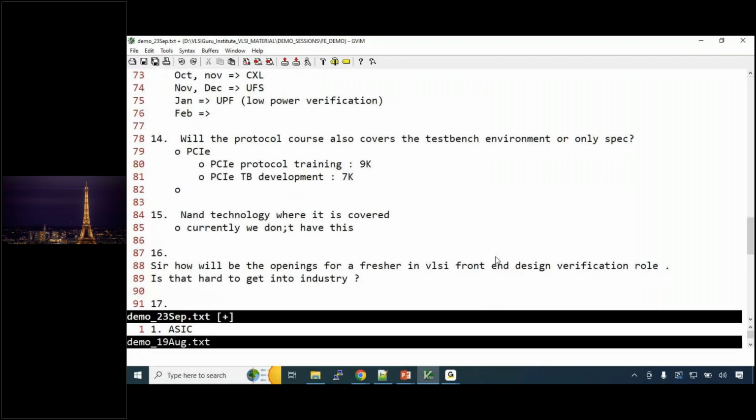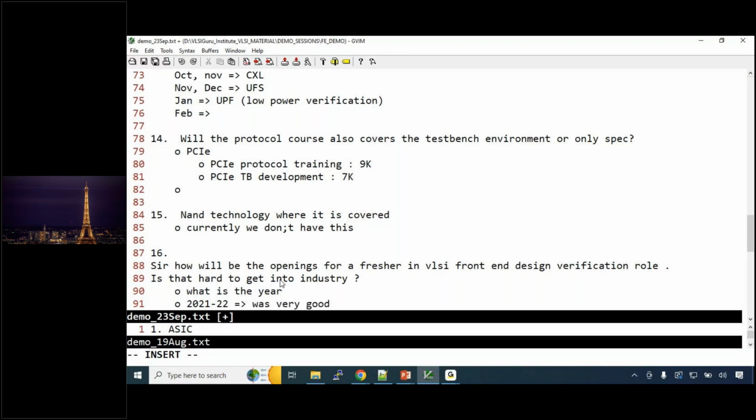Next question. How will be the openings for a fresher in a VLSI front-end design verification role? Is it hard to get into the industry? See, the answer for this question depends on the time of the year, which year you are trying. For example, 2021-22 was very good.